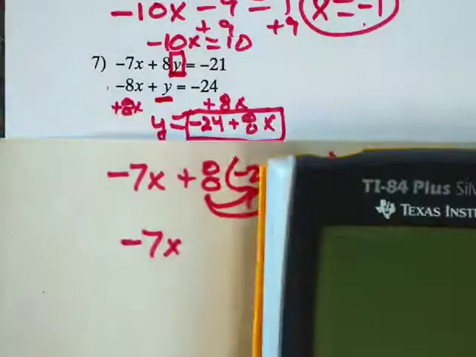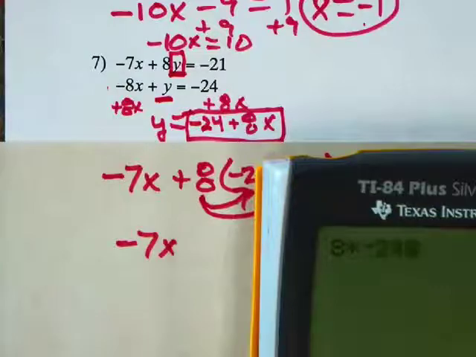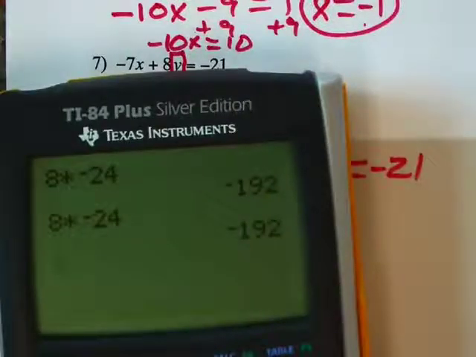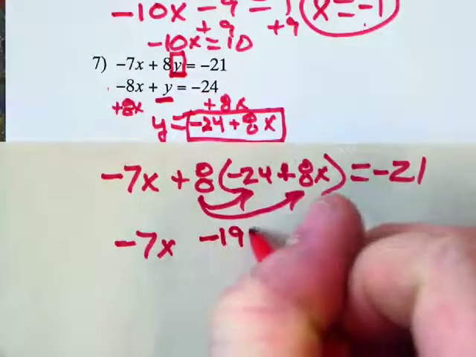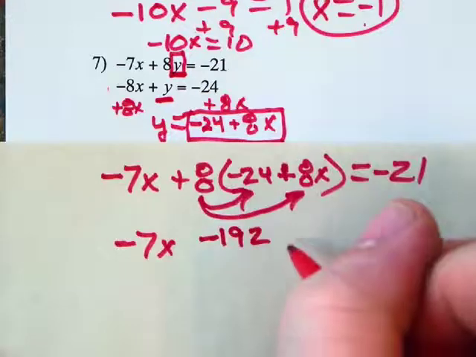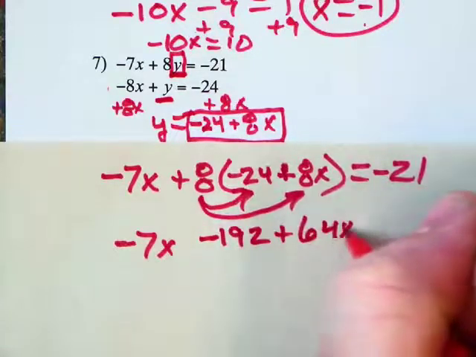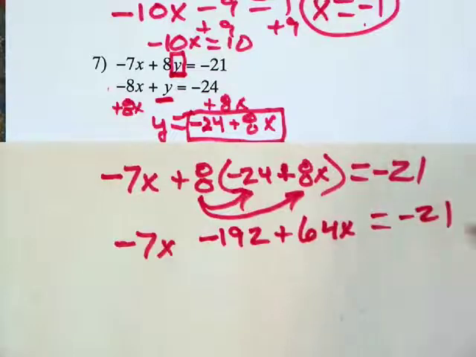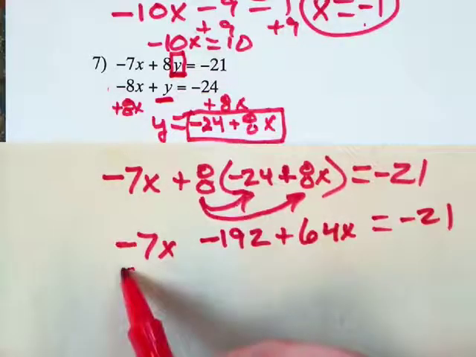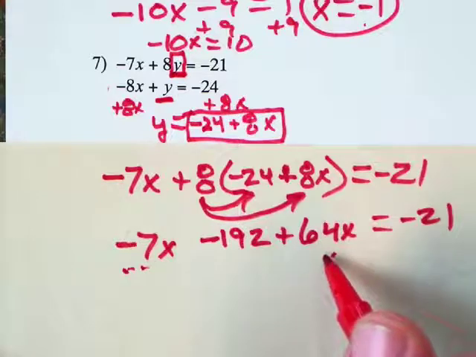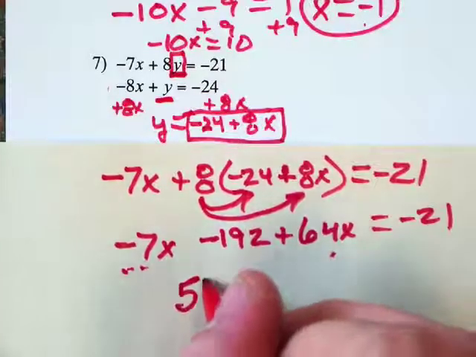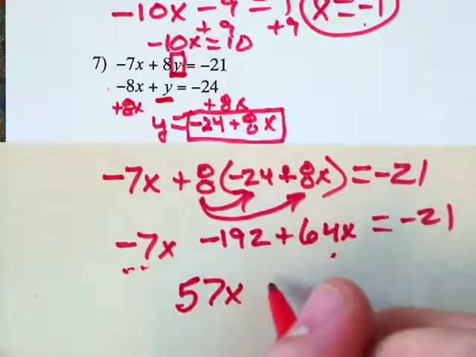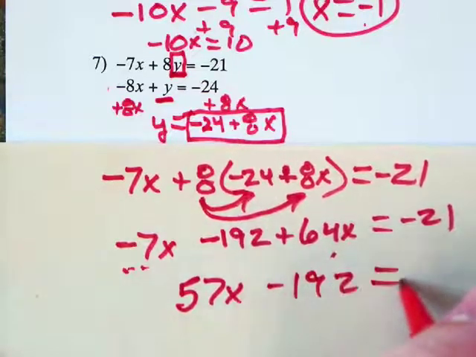And we have negative 7x, and 8 times a negative 24. I'm just going to use a calculator. 8 times negative 24 gives us negative 192. So negative 192, and then 8 times 8 is plus 64x equals negative 21. I'm going to combine the two x's. They both have x's, so I can combine them, and so I have 64 plus a negative 7, which is the same thing as 57x, minus 192 equals negative 21.